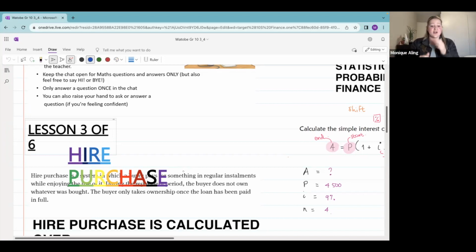Okay, so it does say hire purchase is a system in which a buyer pays for something in regular installments while enjoying the use of it. So you're able to use what you've bought using hire purchase until it is paid off. So it's not like it sits in the shop until you've paid it off, then you can use it. You get to use it while you pay it off, like a car or a house, for example. During the repayment period, the buyer does not own whatever was bought. The buyer only takes ownership once the loan has been paid in full.